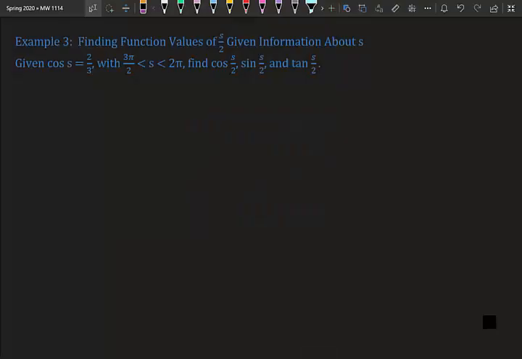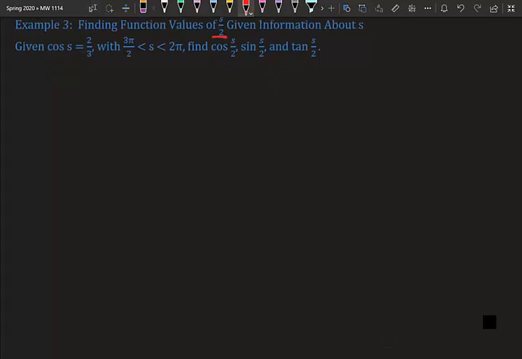All right, example 3. Finding function values of s over 2 given information about s. So we're given cosine s equals 2/3, with s being in between 3 pi over 2 and 2 pi. We want to find cosine s over 2, sine s over 2, and tangent s over 2. So we want to find s over 2. We're not given s over 2 in our domain.